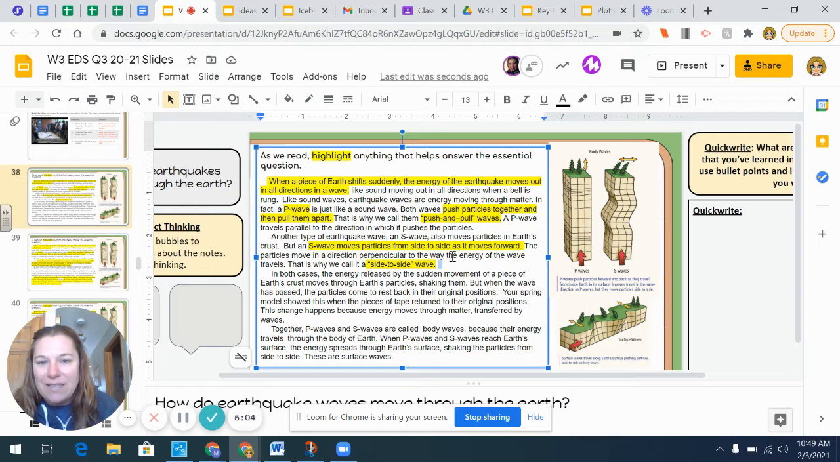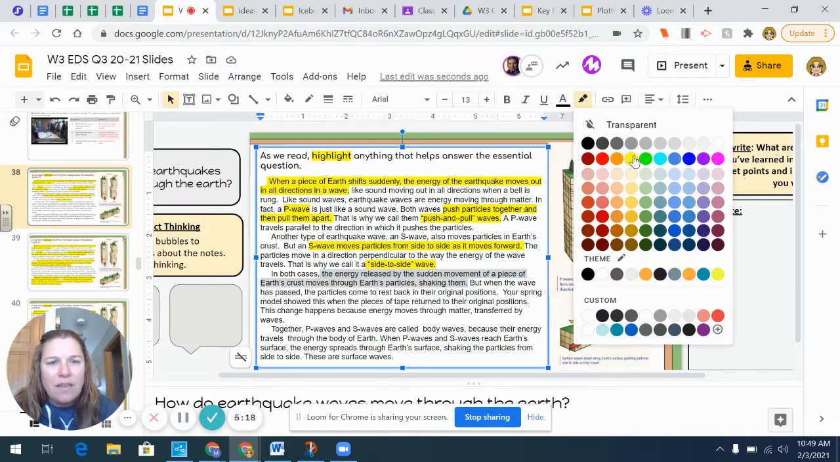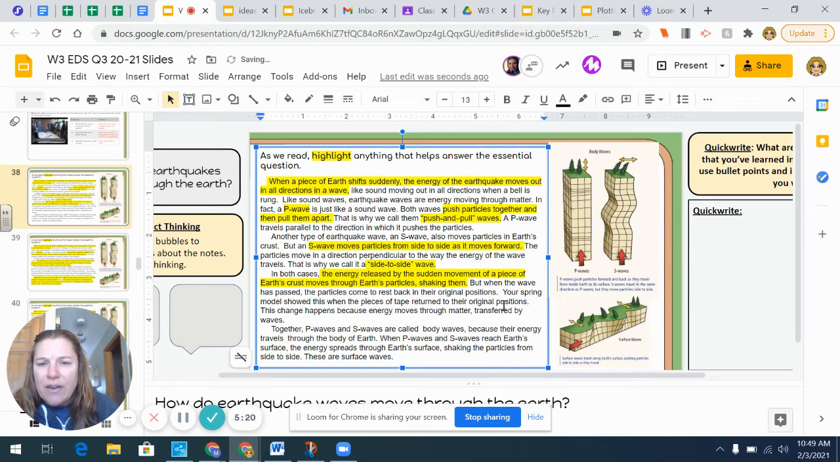In both cases, the energy is released by the sudden movement of a piece of Earth's crust, moves through Earth's particles, shaking them. So I'm going to highlight this, and I said it kind of funny, so let me re-say it. It says, the energy released by the sudden movement of a piece of Earth's crust moves through Earth's particles, shaking them. But when the wave has passed, the particles come back to rest in their original position.